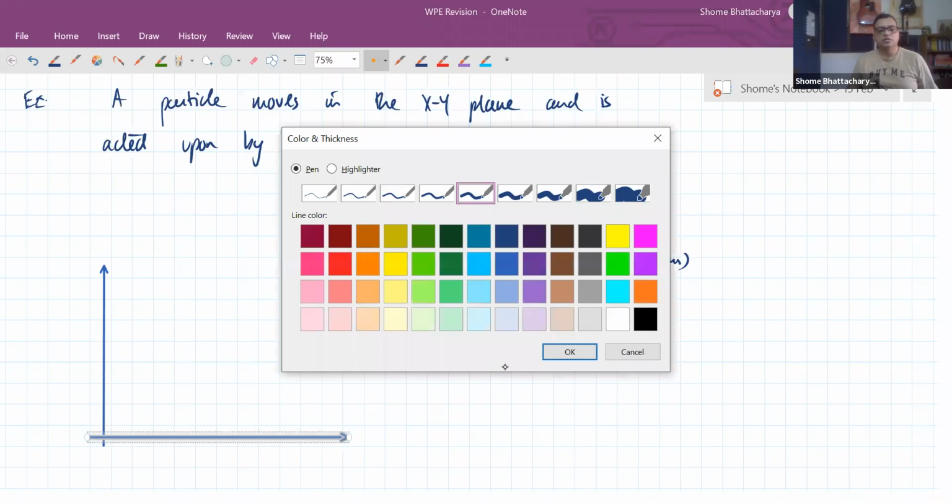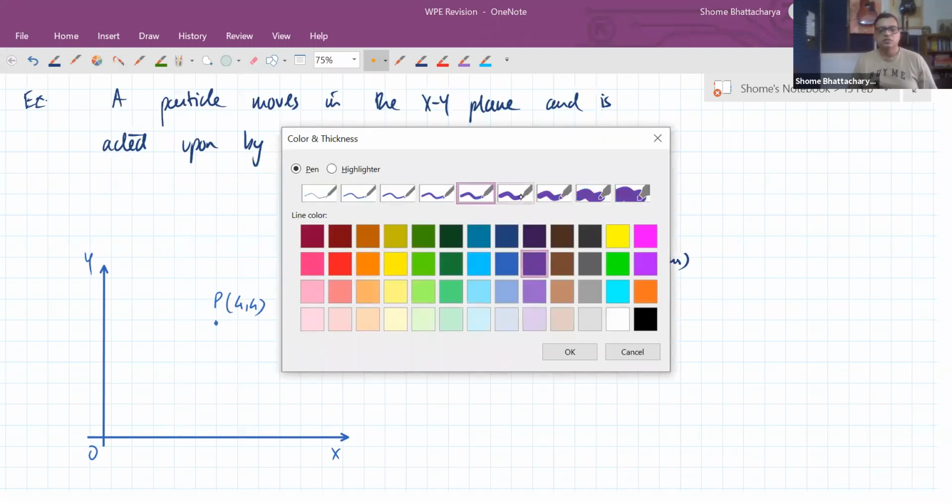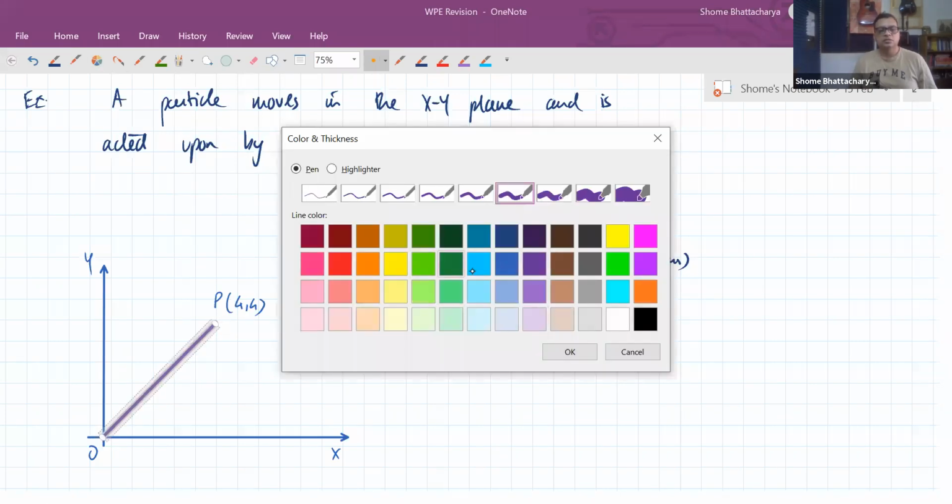Now in our xy plane, in our coordinate frame, let us say we are considering the motion of the particle from the origin to this particular point, which has coordinates 4, 4. Okay. But we are taking, in one case, we are taking a direct path from here to here, and another case, we are taking an indirect path.